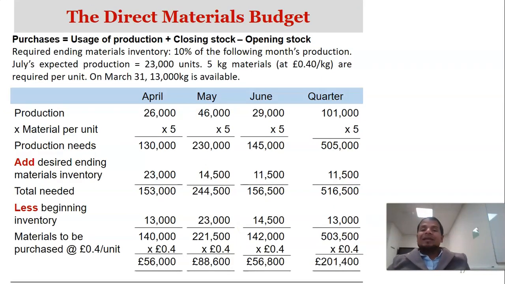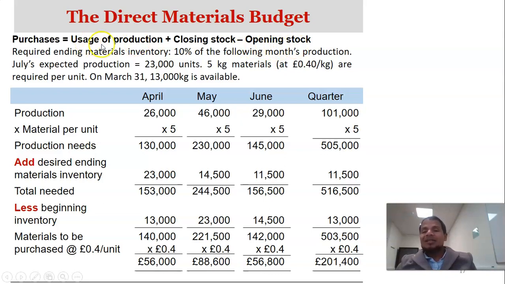Come to the next one, the direct material budget, or purchase budget, you can say. How can you determine the purchase amount? How much do we need to purchase? We need to purchase for production, and also we need to purchase something if we need to maintain a closing stock at the end of the month. But we don't need to purchase if we have something in the beginning inventory, so that we should deduct.